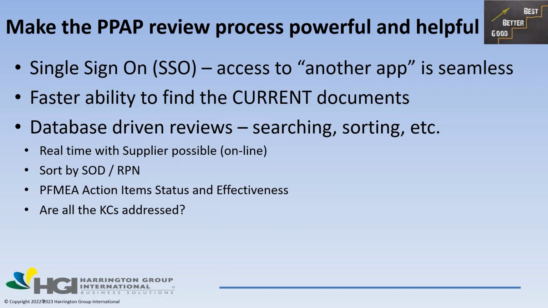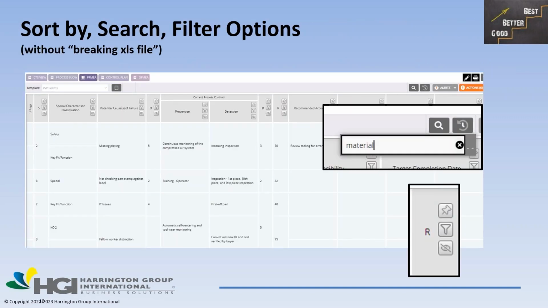Just simple things like sorting by severity, occurrence, detection, the RPN information. Again, this right side of the PFMEA, get action items, status, and effectiveness. And of course, one of the things we want to know is, are all the critical characteristics addressed? So what does this look like?